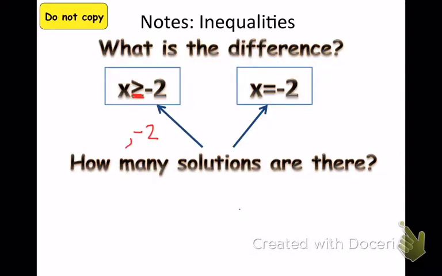And then everything that is bigger than -2, like -1 and 0 and 1 and 2 and so on, right? All these answers, but this one also includes the number -2 as an answer, whereas if that equal sign was not there, -2 would not be an answer. But there are still an infinite number of solutions here. And we still graph it the same way.